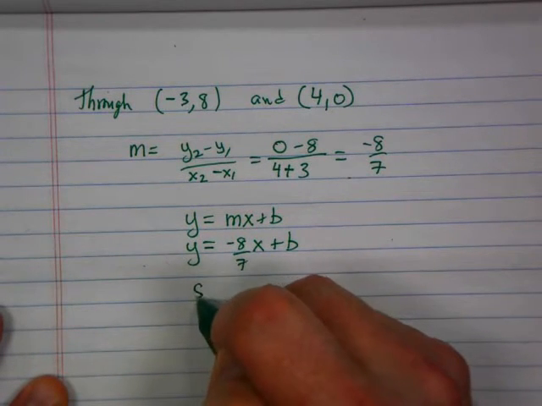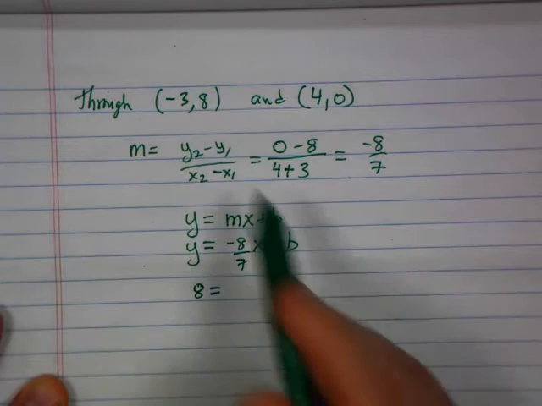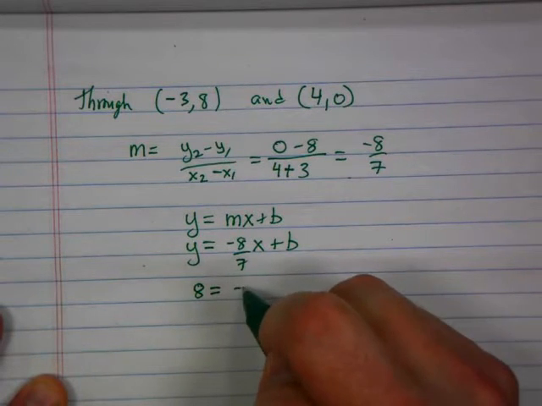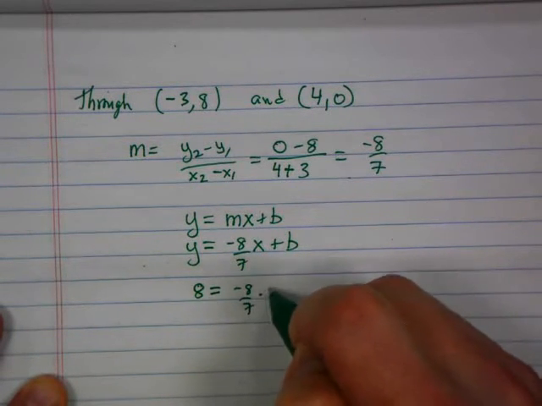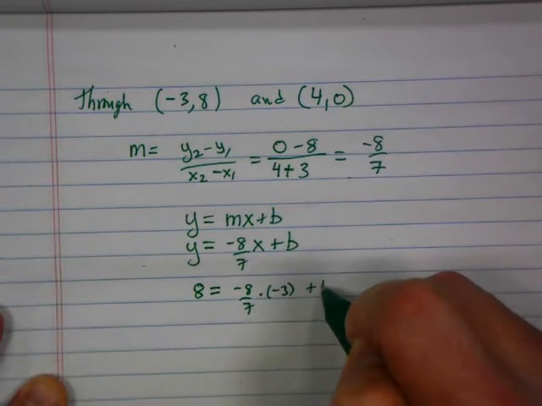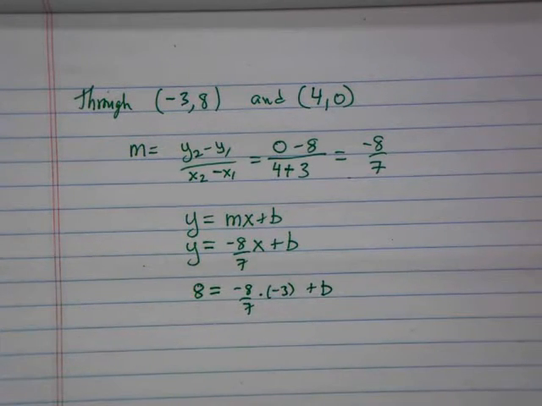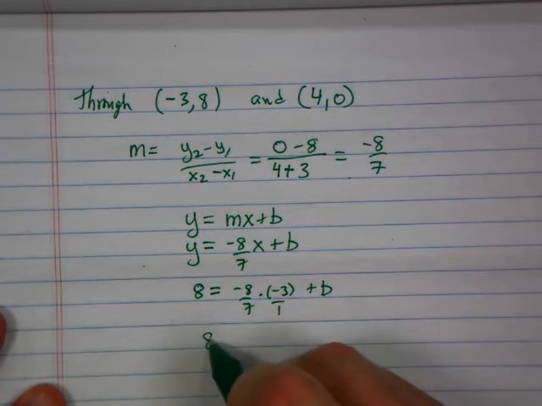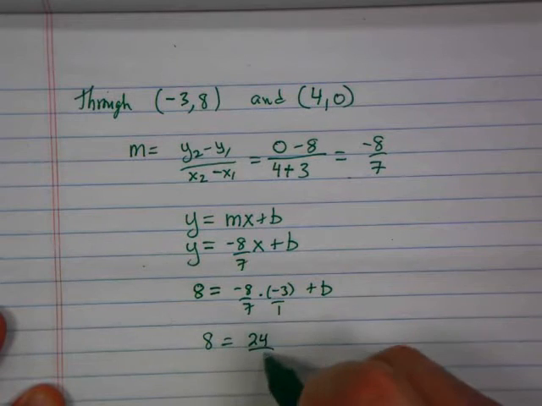It is. Did you say we could use any point, and it doesn't matter? You could use, yeah, any combination. 3, 8, 1, 4, doesn't matter. 8 equals negative 8 over 7 times negative 3 plus b. Probably should have used the 0. It would have been easier. Chose not to. What's negative 8 over 7 times negative 3? 24 over 7. Again, I think of that negative 3 as negative 3 over 1. So 8 is 24 over 7 plus b.